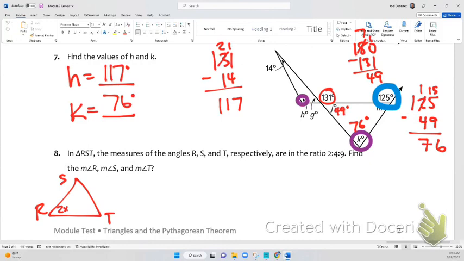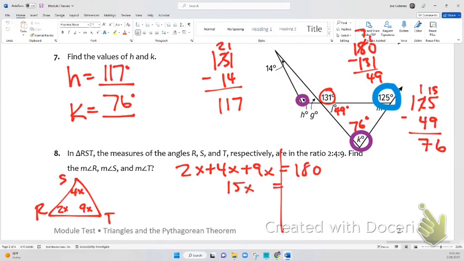So I'm going to put 2x here. For this one, I'm going to put a 4x, and for this one, I'm going to put a 9x, because we don't know what those angles are, but we know that they're in a ratio. Just as I've talked about in the past, the interior angles must add up to 180, so we do 2x plus 4x plus 9x is equal to 180 degrees. 2x plus 4x gives you 6x, 6x plus 9x gives you 15x.